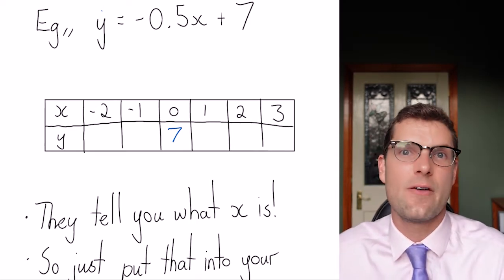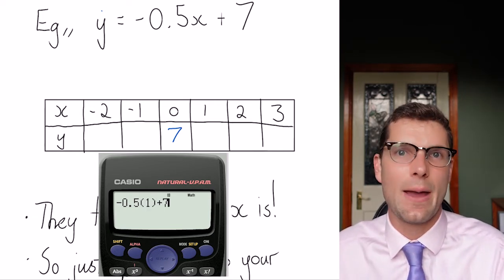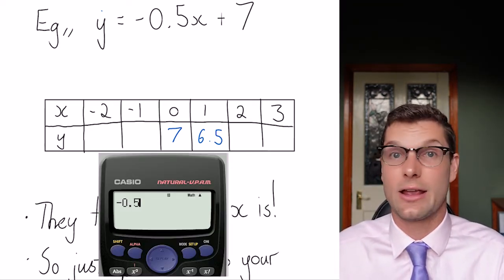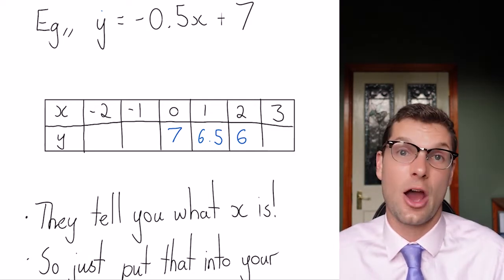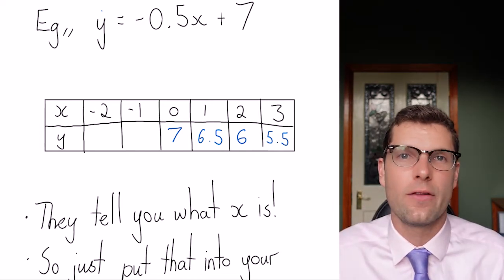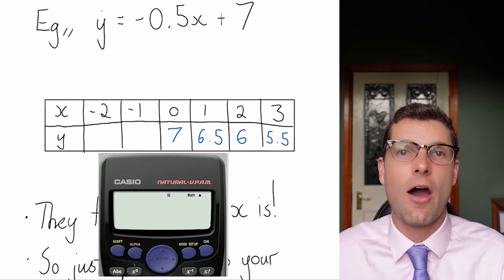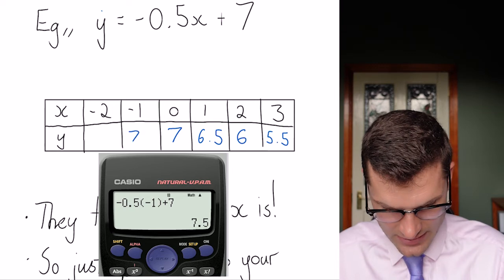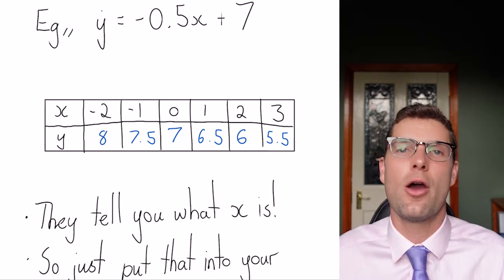So if we have a look through this one, if we do negative 0.5 bracket 1 bracket plus 7, that becomes 6.5. And then if we put 2 in there, negative 0.5 bracket 2 bracket plus 7, that becomes 6. You now might be able to see the pattern that it's going down by 0.5 each time. So that becomes 5.5. The most important thing here is to use those brackets, especially when we're using negative numbers. So this one here where it's minus 1, if I put negative 0.5 bracket minus 1 bracket plus 7, it gives me the answer of 7.5. So I know that I've done that right because it fits into my pattern. This becomes 8 and we're all good to go.